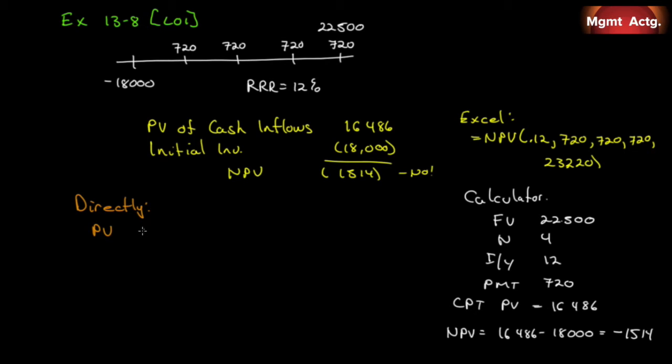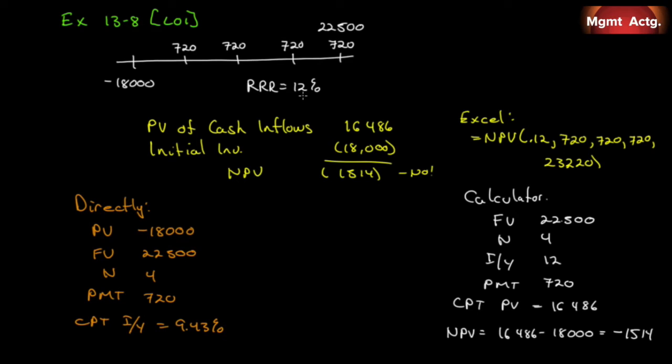What's our present value? Our present value is negative 18,000. What's our future value? Our future value is 22.5. What is our N? Our N is equal to 4. What is our payment? Our payment is equal to 720. All you need to do now is compute IY, and you'll find that if this were modeled as a bond, this is a bond with a yield to maturity of 9.43%.